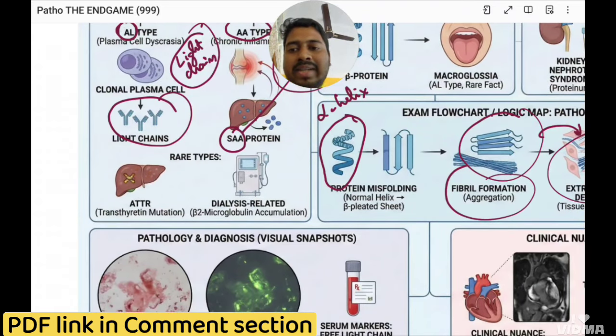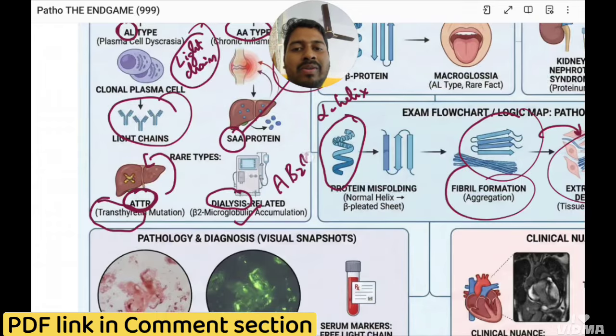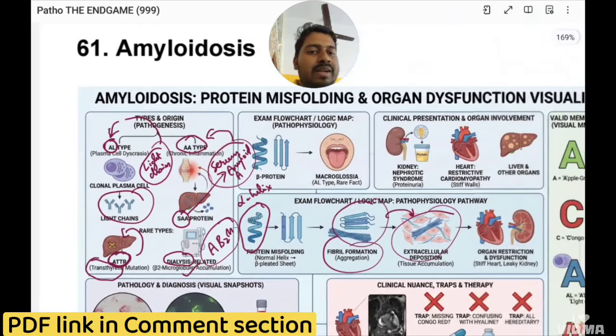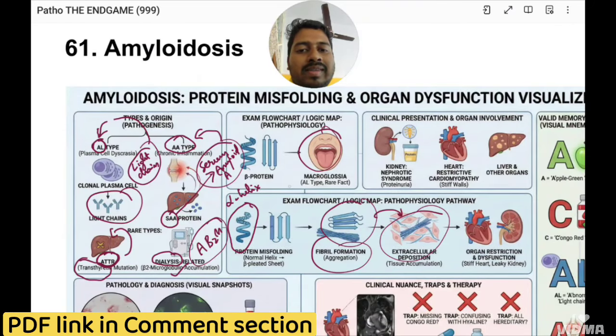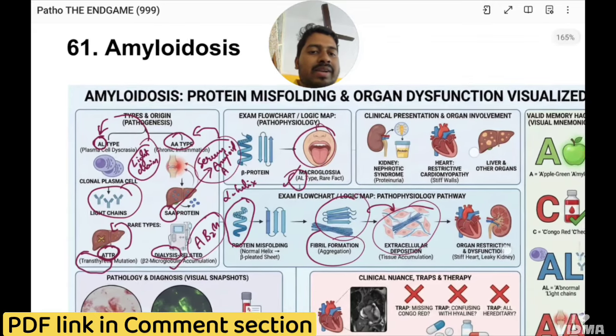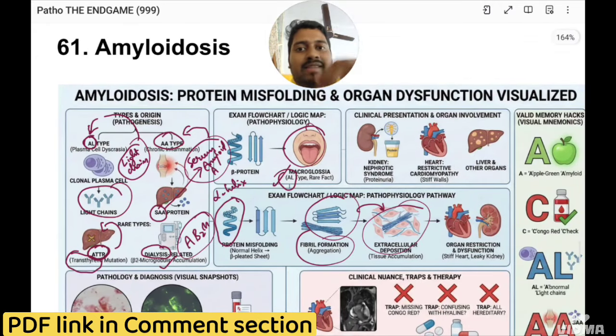Similarly, in a genetic mutation which affects the transthyretin protein, there is accumulation of ATTR amyloid leading to organ dysfunction. Similarly, in dialysis, there is accumulation of beta 2 microglobulin, which causes amyloid beta 2 microglobulin accumulation, again causing dysfunction. Macroglossia also occurs in AL type, which is actually a rare type. So these are the major reasons behind amyloid subtypes and their presentation.